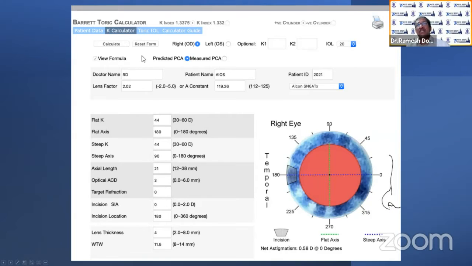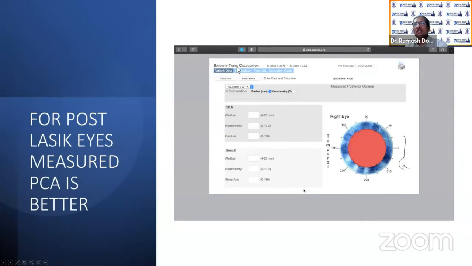There are 2 things which are of great use in this calculator. One is the K calculator, which helps you to calculate the integrated K. And here you have another option, the predicted posterior corneal astigmatism, which Dr. Atik so beautifully showed. If the measurements are good and you have a good intraocular lens, 88% of your patients will be within 0.5 diopters post-op. Or you have the measured posterior corneal astigmatism, the measured PCA option. If you choose the measured PCA option, you get a very simple drop down like this.